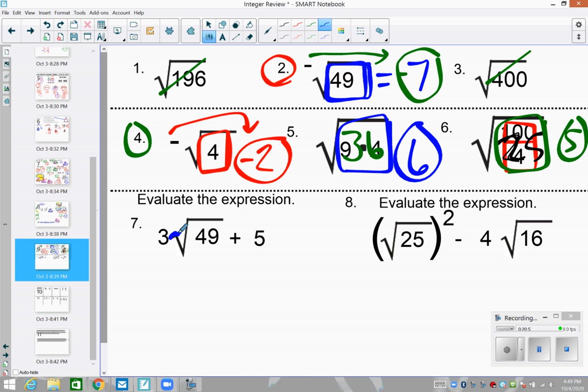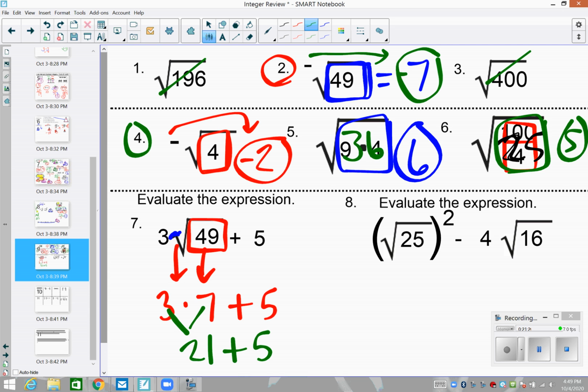I'm going to keep going. So that would be the square root of 49 is 7. But this really is multiplication out here. Make sure you know that means multiply. It doesn't say it, but it's assumed that it's multiplication. So be careful on that. Multiplication happens first, which is 21. Then we add 5. So the result of that, when we say evaluate this expression, is we get 26. So that's a square root problem.